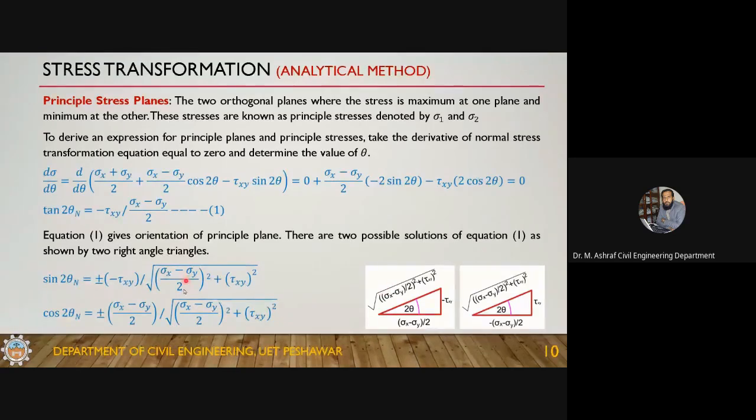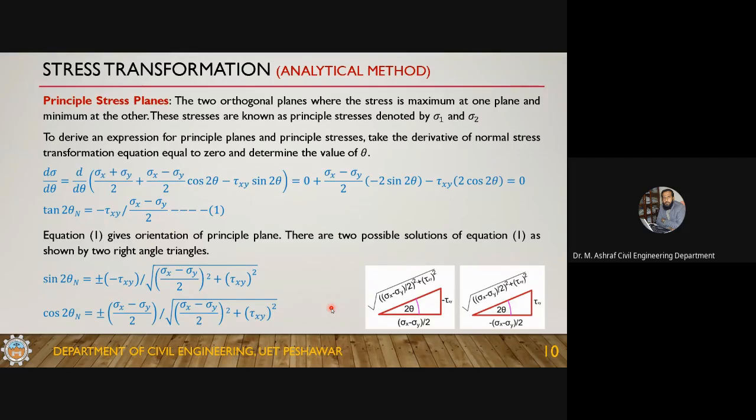Okay, minus tau xy divided by this, and for this is minus tau xy by this, and this is plus tau xy by this, so plus minus this one. Okay, plus is for one triangle and the minus is for the other triangle. And similarly, cos theta is this divided by this and this divided by this, so plus minus this. So I got an expression for sine 2 theta and I got an expression for cos 2 theta.